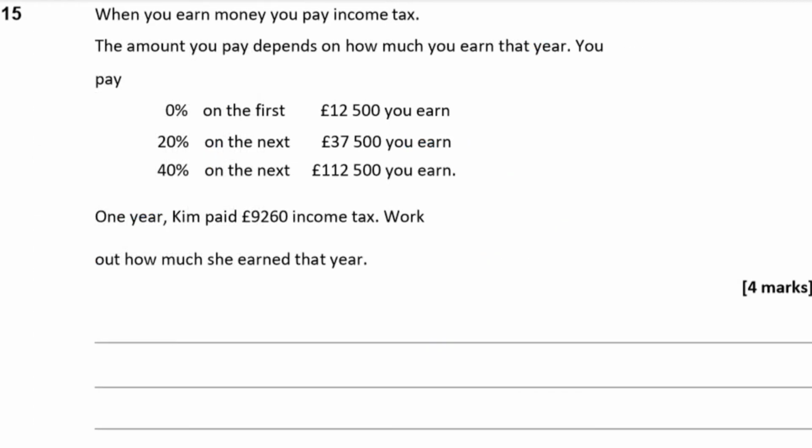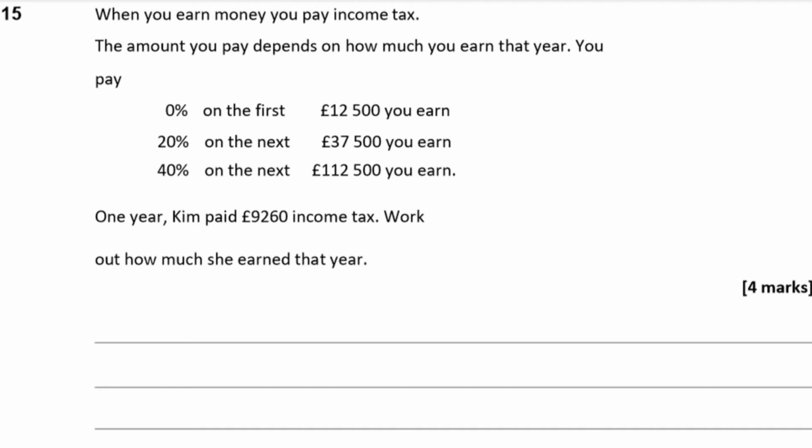Question 15. When you earn money, you pay income tax. The amount you pay depends on how much you earn that year. You pay 0% for the first £12,500 you earn. Then you pay 20% on the next £37,500 that you earn. Then you pay 40% on the next £112,500 that you earn. So one year, Kim paid £9,260 in income tax. Work out how much he earned that year.